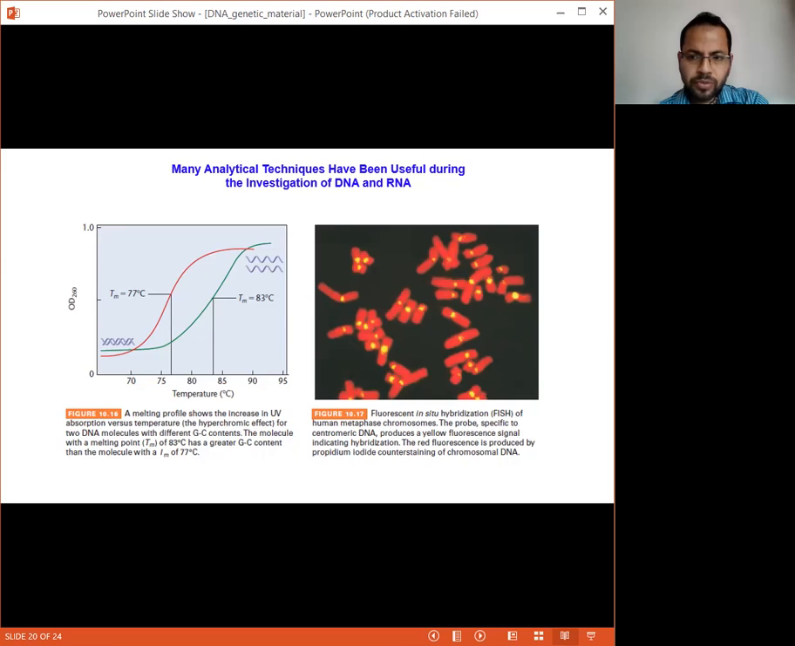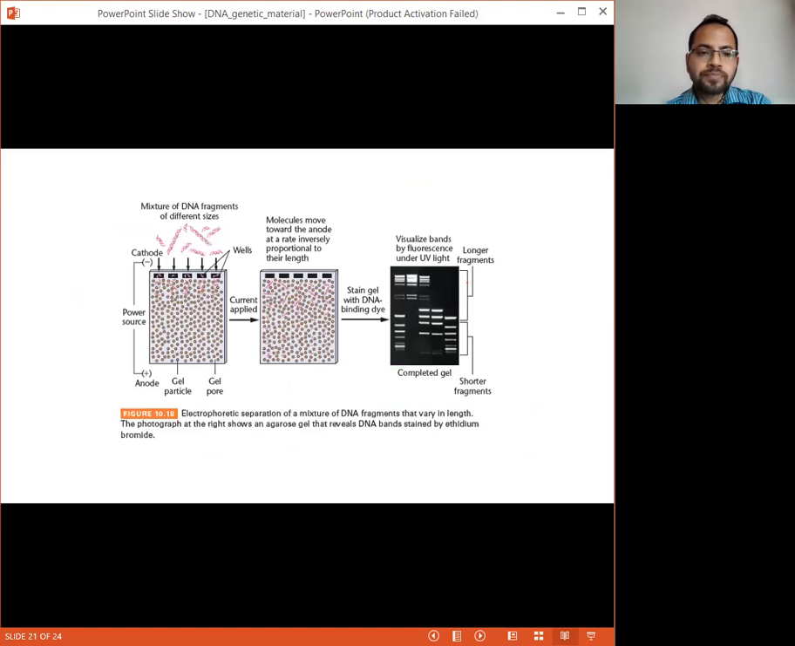If we are explaining this slide, here you can see that the probe is specific to the centromeric DNA, and in the metaphase stage under the microscope we will see this kind of chromosomal structure. Okay. So red fluorescence is produced by propidium iodide counterstaining of the chromosomal DNA, and the yellow fluorescent signal indicates the centromeric region. So this kind of experiment is performed based on the DNA structure.